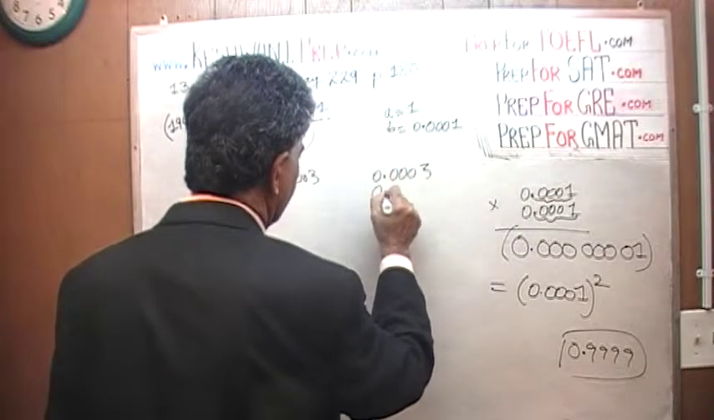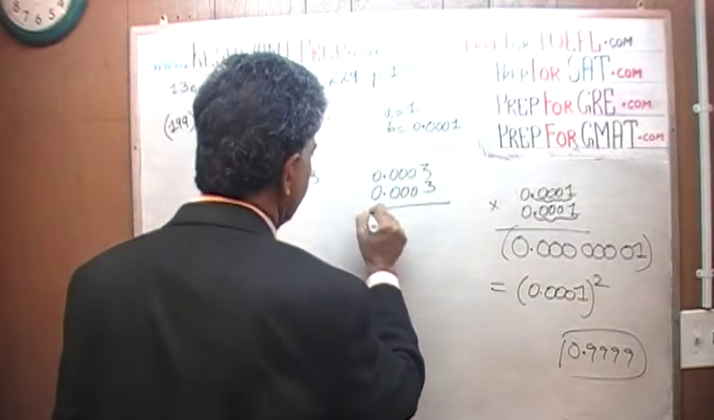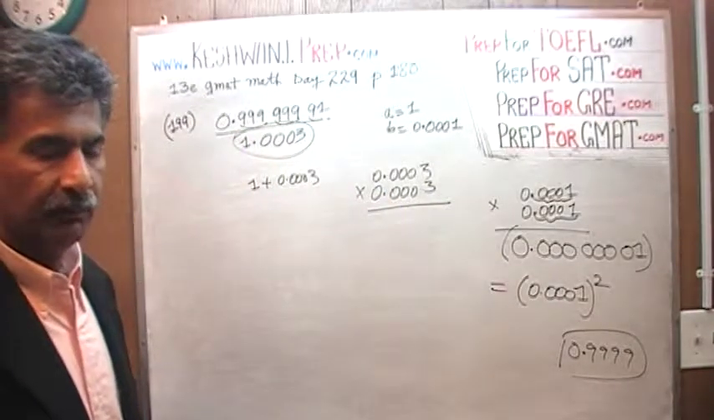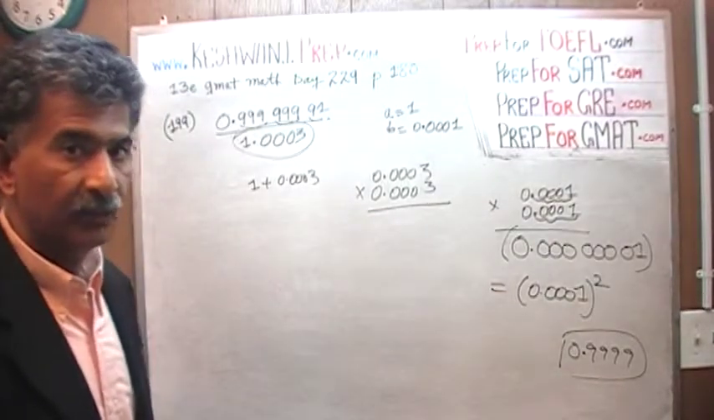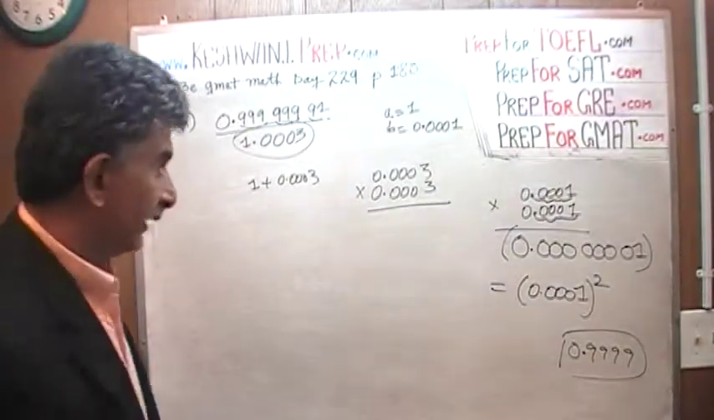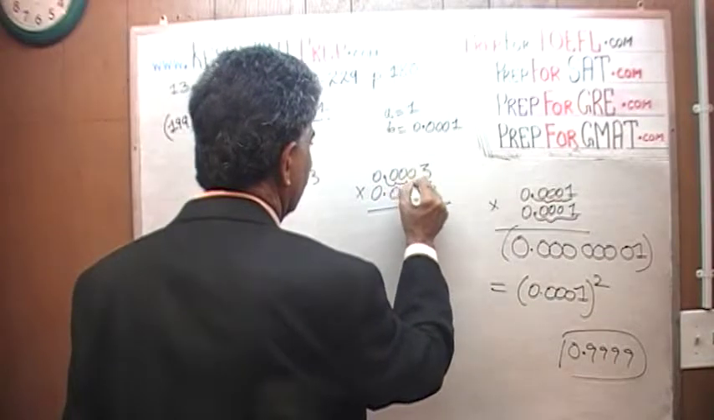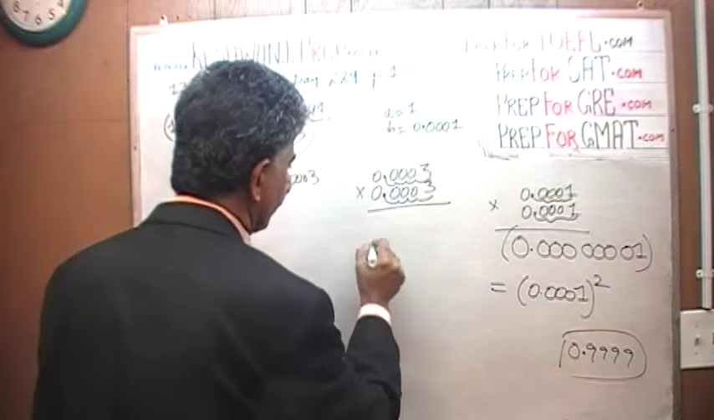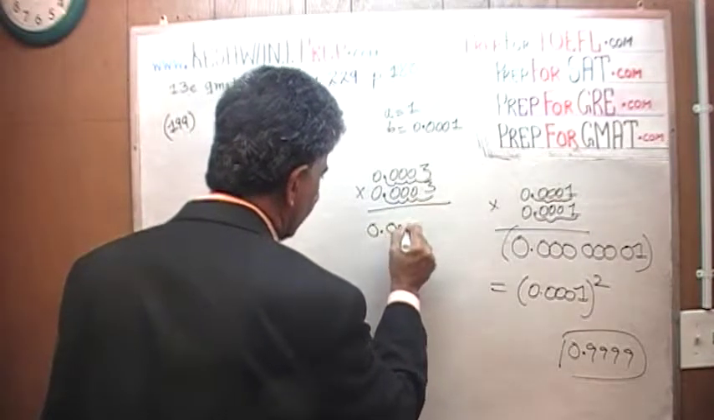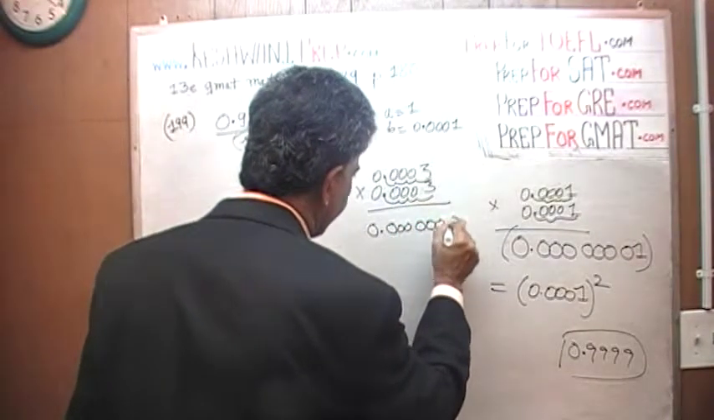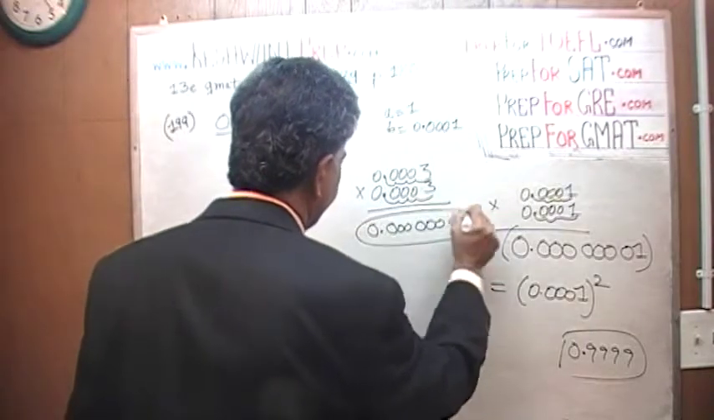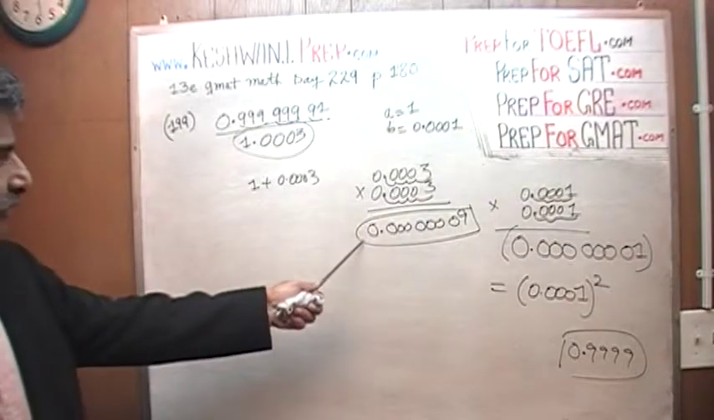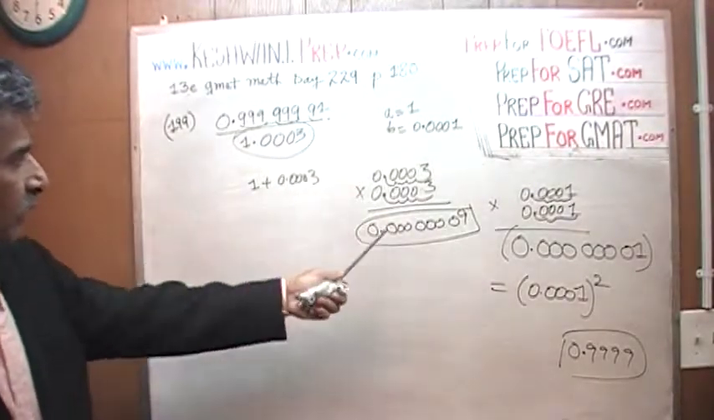0.0003 times 0.0003. When you multiply it, it's going to have 8. The first time you're going to get 3 times 3 is 9, and that's going to appear at the 8th place. 1, 2, 3, 4, 5, 6, 7, 8. Same as before. So it's going to be 0, 1, 2, 3, 4, 5, 6, 7, and 8. Voila. That's what this is when you multiply this quantity by this quantity.